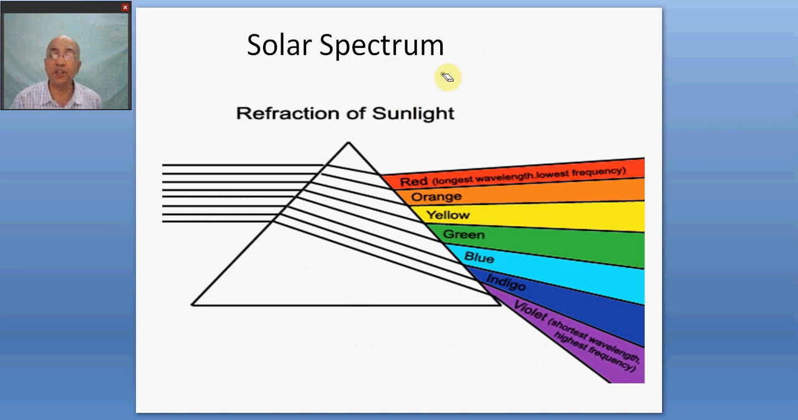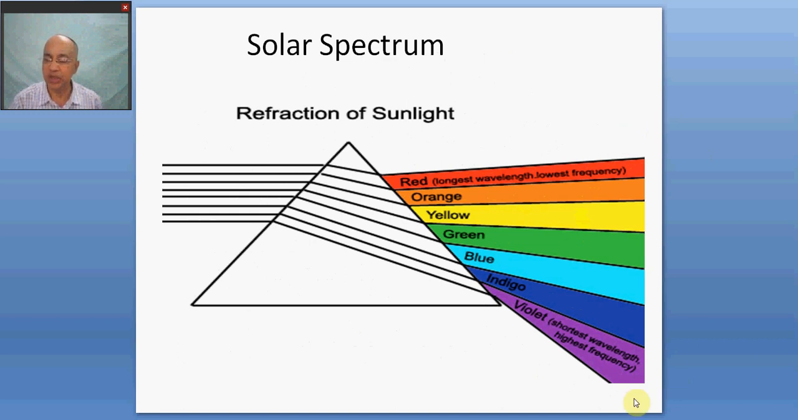Now this is the solar spectrum. The source is the sun, which is emitting many types of radiations, and we are only taking the white light from the sun. It was white, and when it is passed through a prism, it produces a continuous pattern of colors, VIBGYOR, violet to red. This is the smallest wavelength, and this is the longest wavelength, the red.